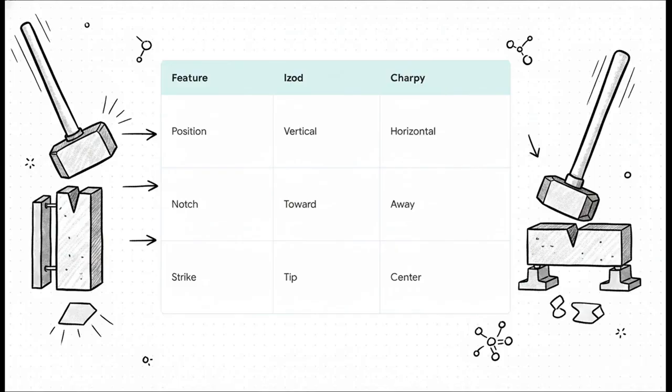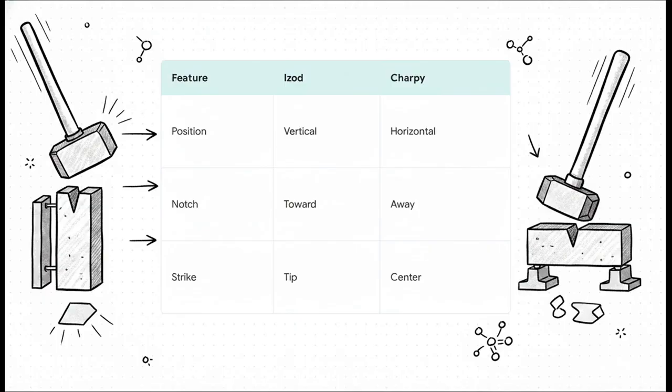Position: IZOD is vertical, CHARPY is horizontal. Notch direction: the IZOD notch faces directly toward the pendulum striker, while the CHARPY notch faces completely away from it. Striking point: IZOD strikes the upper, unsupported tip of the specimen using what's called a farming hammer shape, while CHARPY strikes the exact center of the beam using a ball pin style hammer.